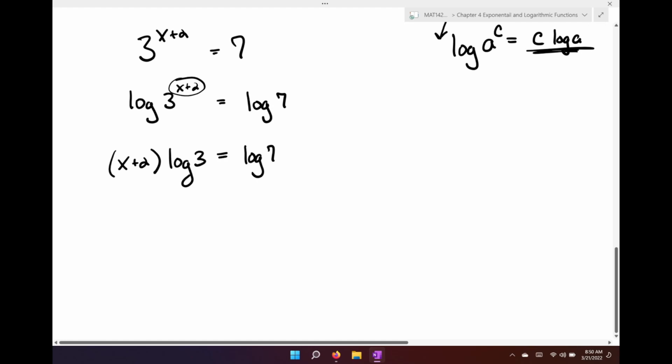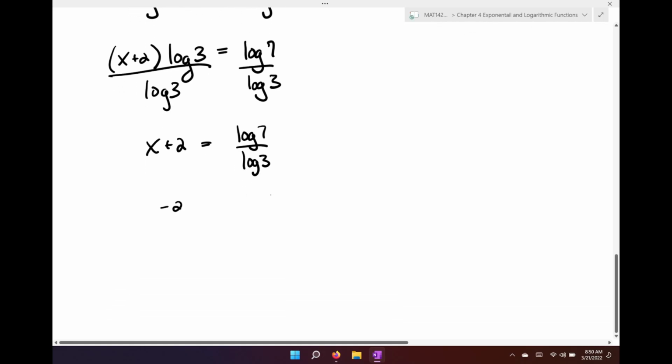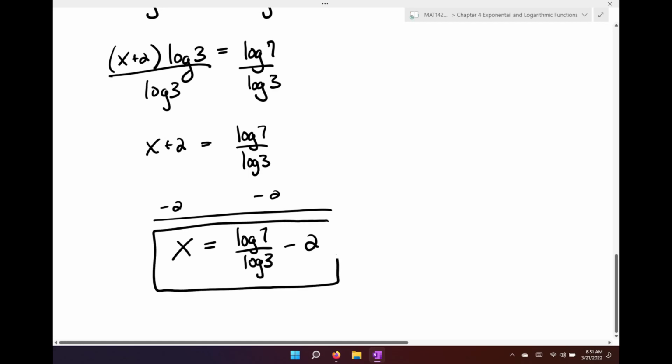So from here, I can divide both sides by the log of 3. That gives me x plus 2 equals the log of 7 over the log of 3. And then finally subtract 2 from both sides to give me x equals the log of 7 over the log of 3 minus 2. Okay? And yes, this is the answer to this problem.